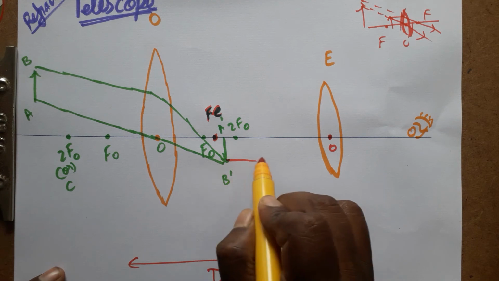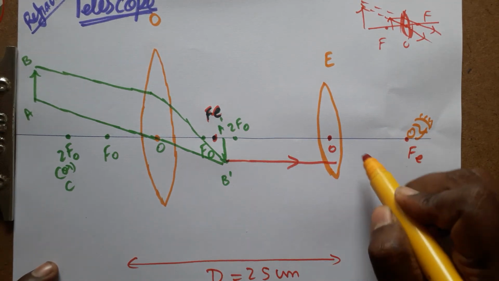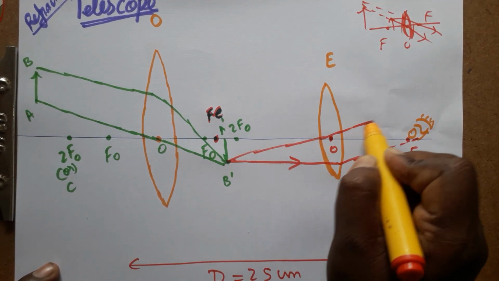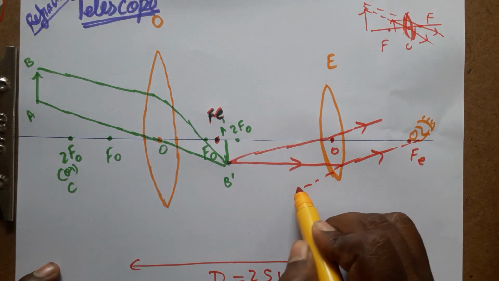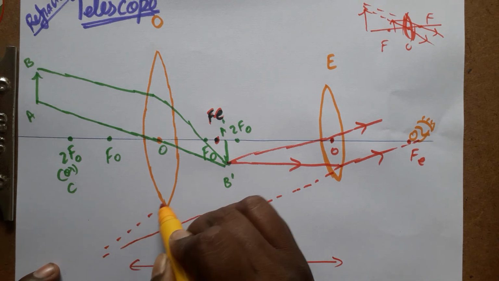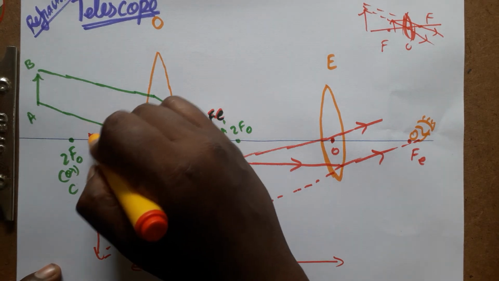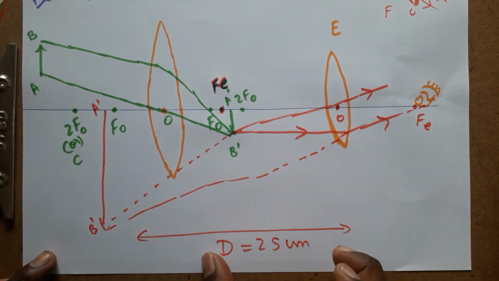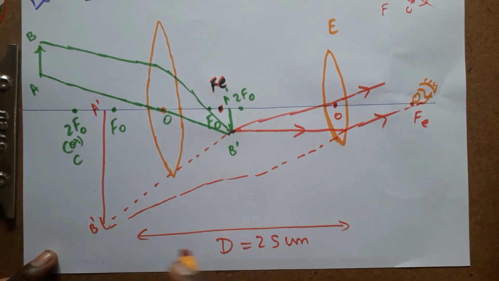The parallel ray will go through the focus, which is FE, the focal length of the eye lens. The center ray individually goes straight. These will produce diverging rays, and diverging rays always converge on the backside. So the final image is formed here, which I am going to take as A dash B dash. The final image is formed at A dash B dash at the distance of 25 centimeter from the eye lens, so it is formed at least distance.